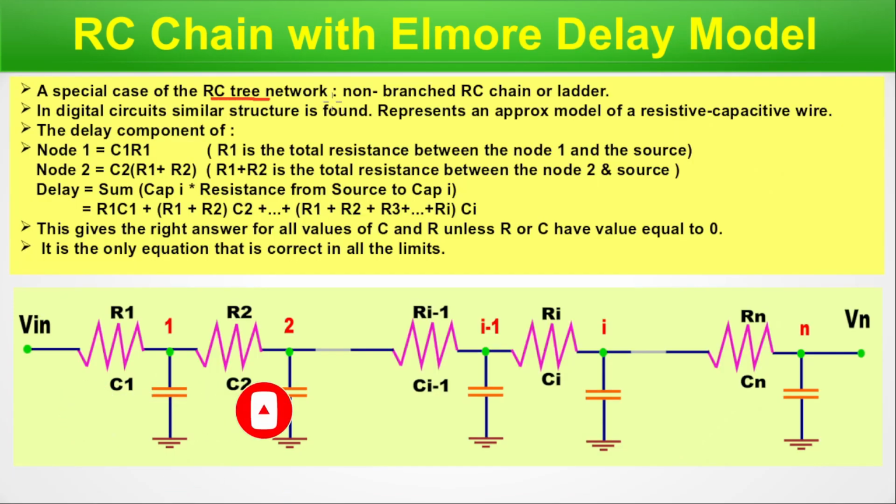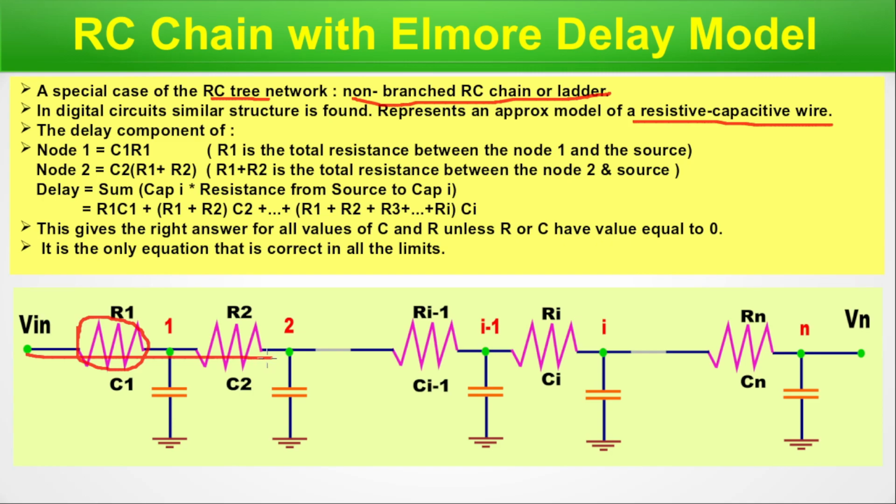It's a special case of RC tree network, a non-branched RC chain or ladder. In digital circuits, a similar structure is found, which represents an approximate model of a resistive capacitive network where the delay component of node 1 is C1 R1. R1 is the total resistance between node 1 and the source. Node 1 and source, this is the total resistance. And C1 and R1. Then node 2, R1 plus R2.